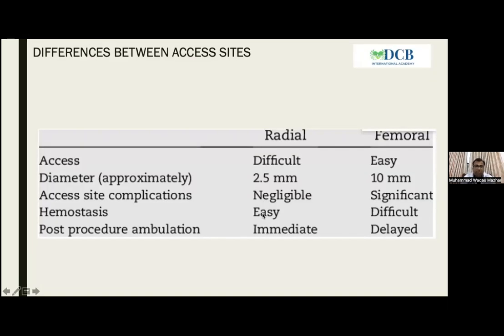Moving forward, what are the basic differences between radial and femoral access? Radial access is difficult, while femoral access is easy, as it is a larger diameter vessel. The diameter of the radial artery is 2.5 millimeters, and the diameter of the femoral artery is 10 millimeters. Access site complications are negligible with the radial artery, but significant with the femoral artery. Hemostasis is easy with the radial artery and difficult with the femoral artery. Post-procedure ambulation is immediate with the radial artery, while it is delayed with the femoral artery.